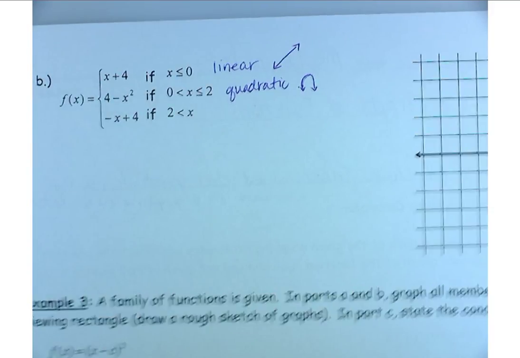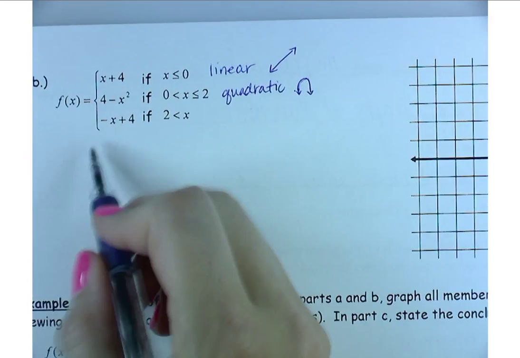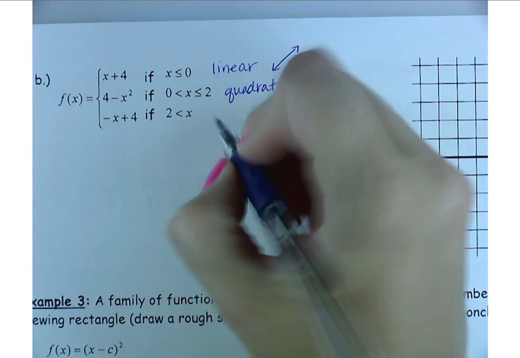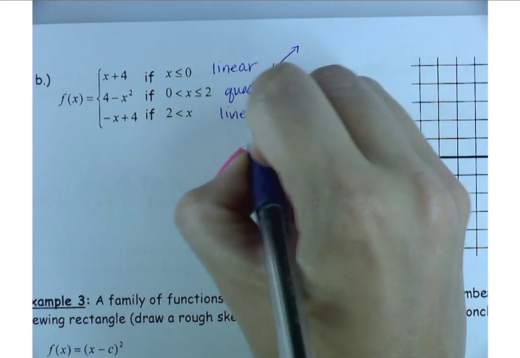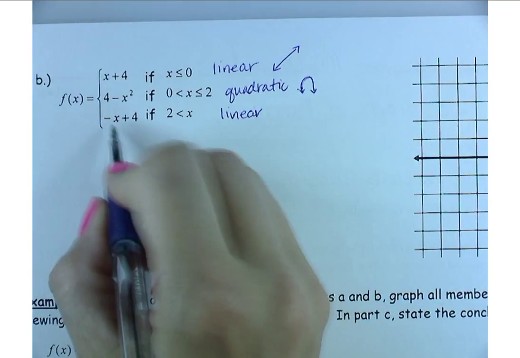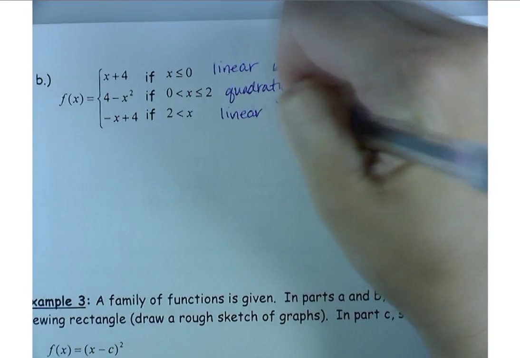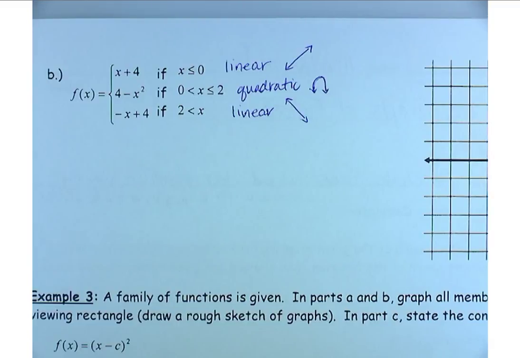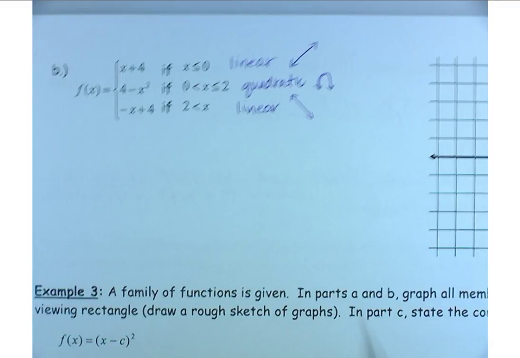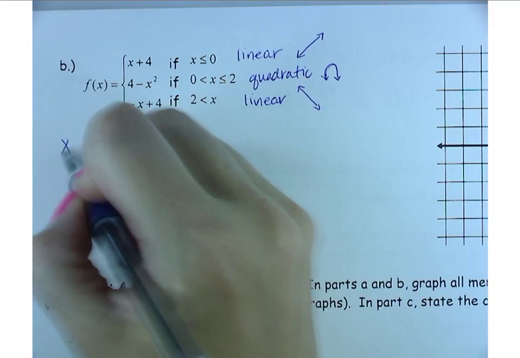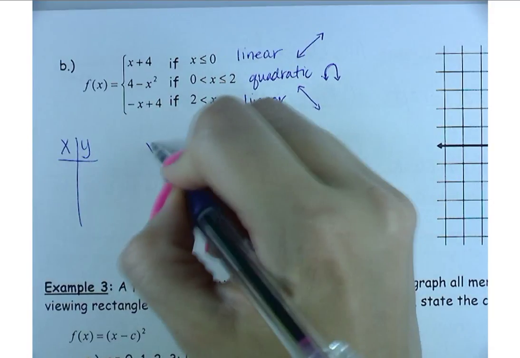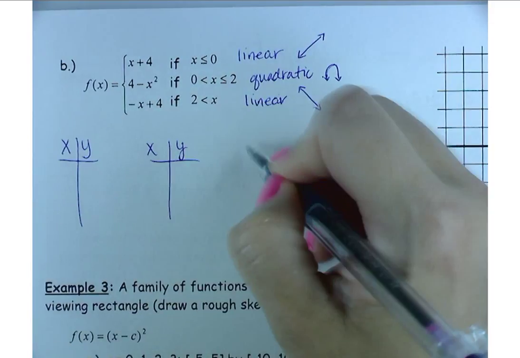Okay, and then Logan, the last one is what type of function? Linear. And then is that going to be going up or down from left to right? Down. Good, and that's because you have the negative in front of your x. Okay, so I have 3 different functions. How many tables should I make? 3. Okay, and remember you have to put your key values on there.